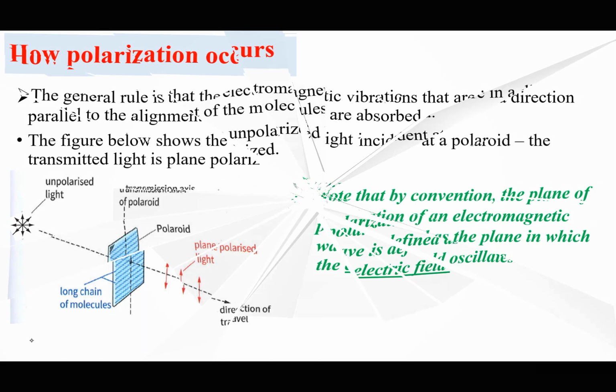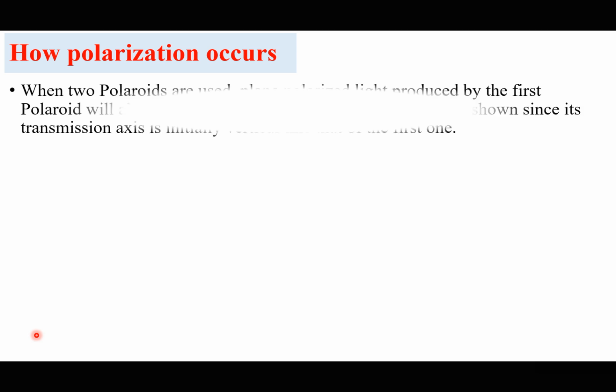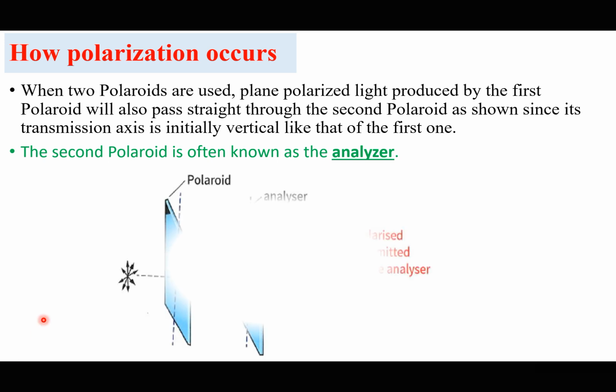Okay, so we are still exploring how polarization occurs. Suppose we have more than one polaroid. When two polaroids are used, plane polarized light produced by the first polaroid will also pass straight through the second polaroid as shown, since its transmission axis is initially vertical like that of the first one. The first one is called a polarizer, and the second one is called an analyzer.